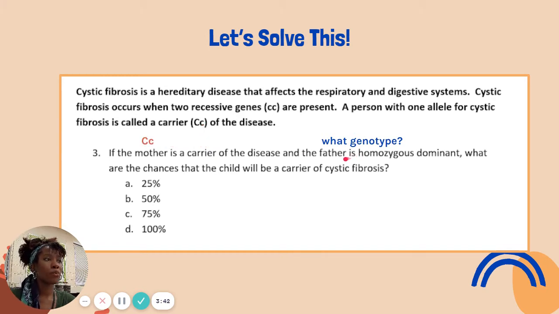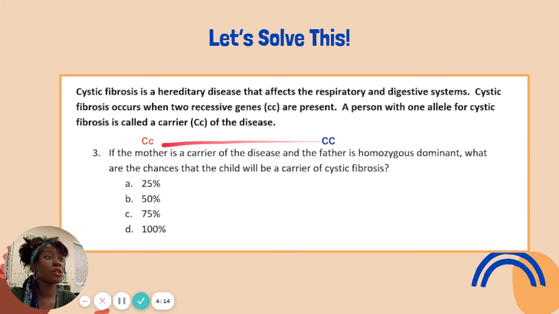How about the father? What is the father's genotype? Well, he's homozygous. Homo means same, and they're dominant. So we're going to have big C, big C. Boom. Just by reading the problem, you figure that out. Now, the question is asking, what are the chances that the child will be a carrier of cystic fibrosis? So what genotype are we looking for? We're looking for big C, little c in the offspring.